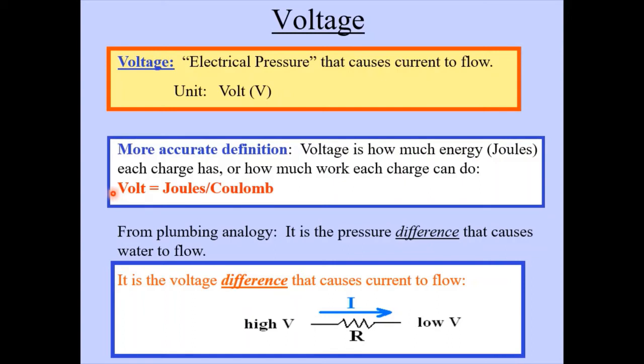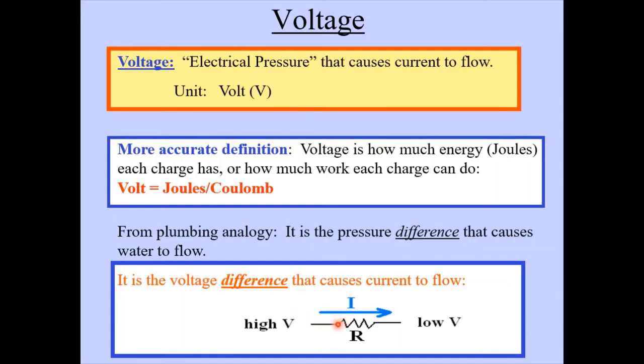This is an important definition in some more advanced physics classes, but we're not going to really deal with this definition in this class. For us to understand just the basics of electric circuits, it's easier to think of voltage as this electrical pressure that causes current to flow. So from our plumbing analogy, it's the pressure difference that causes water to flow. So it's the voltage difference that causes current to flow.